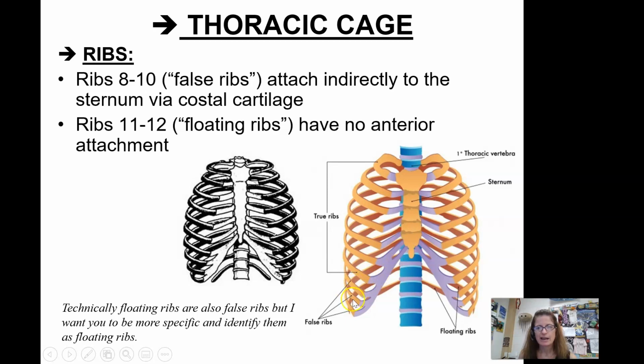But look at these 3, 8, 9, and 10. They share. So all of these have their cartilage, then share and merge into one that then attaches to the sternum. So these are considered false ribs. These little guys, you can barely see them. Oh, but over here you can. There's no cartilage at all. They're not attached to anything. They're literally just floating. So they're back there, but there's nothing in the front.